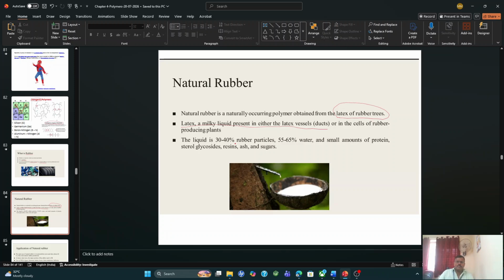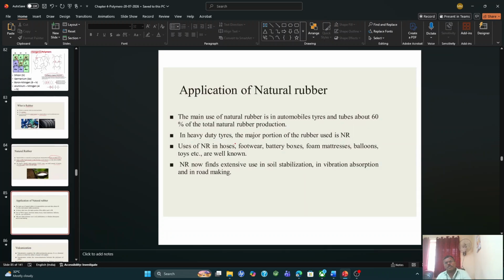The milky liquid coming from the tree has 30 to 40% rubber particles and 55 to 60% water, and small amounts of protein, steroid glycosides, resins, ash and sugar are present in natural rubber. Applications of natural rubber: it is mainly used in the automobile industries as automobile tires. In heavy vehicle duty tires, a major portion of the rubber is NR.